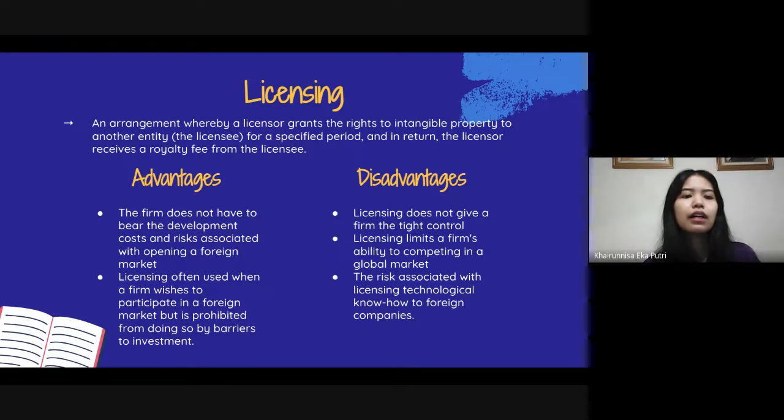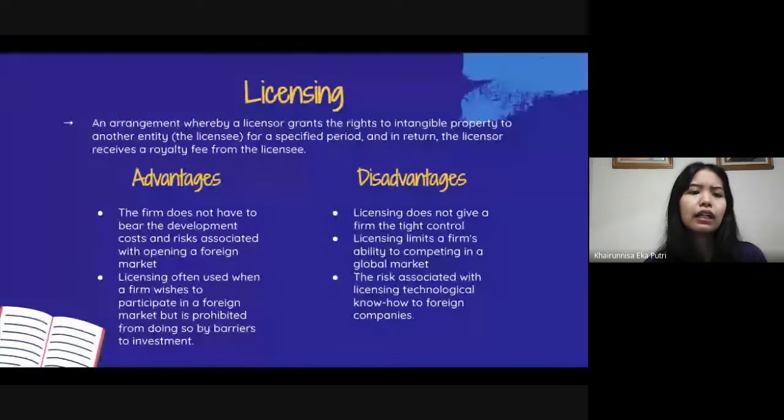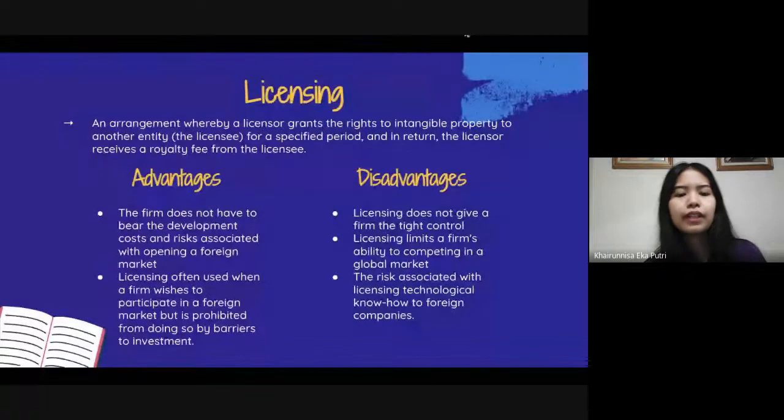Third, there is the risk associated with licensing technological know-how to foreign companies. Technological know-how constitutes the basis of many multinational firms' competitive advantage. Most firms wish to maintain control over how their know-how is used, and a firm can quickly lose control over its technology by licensing it.